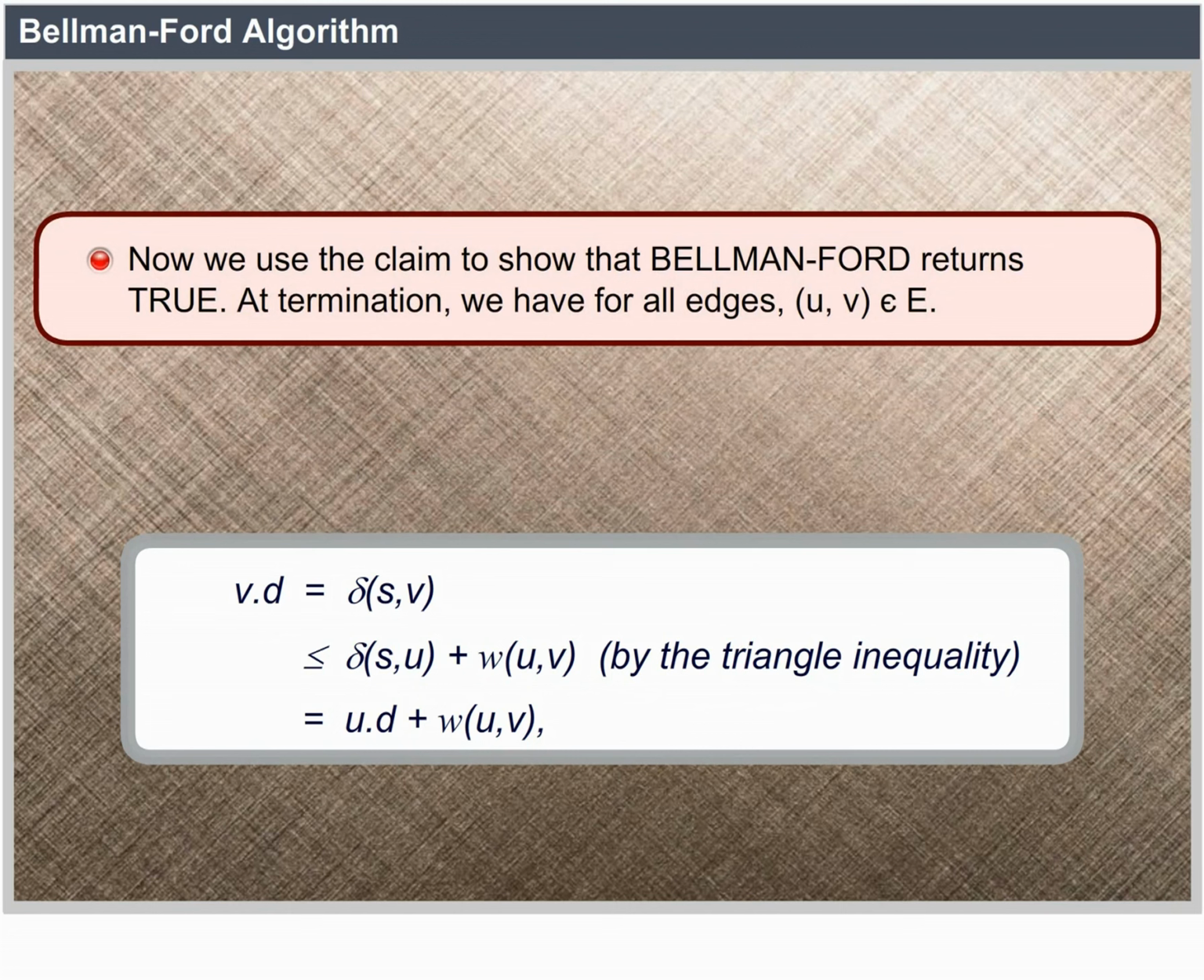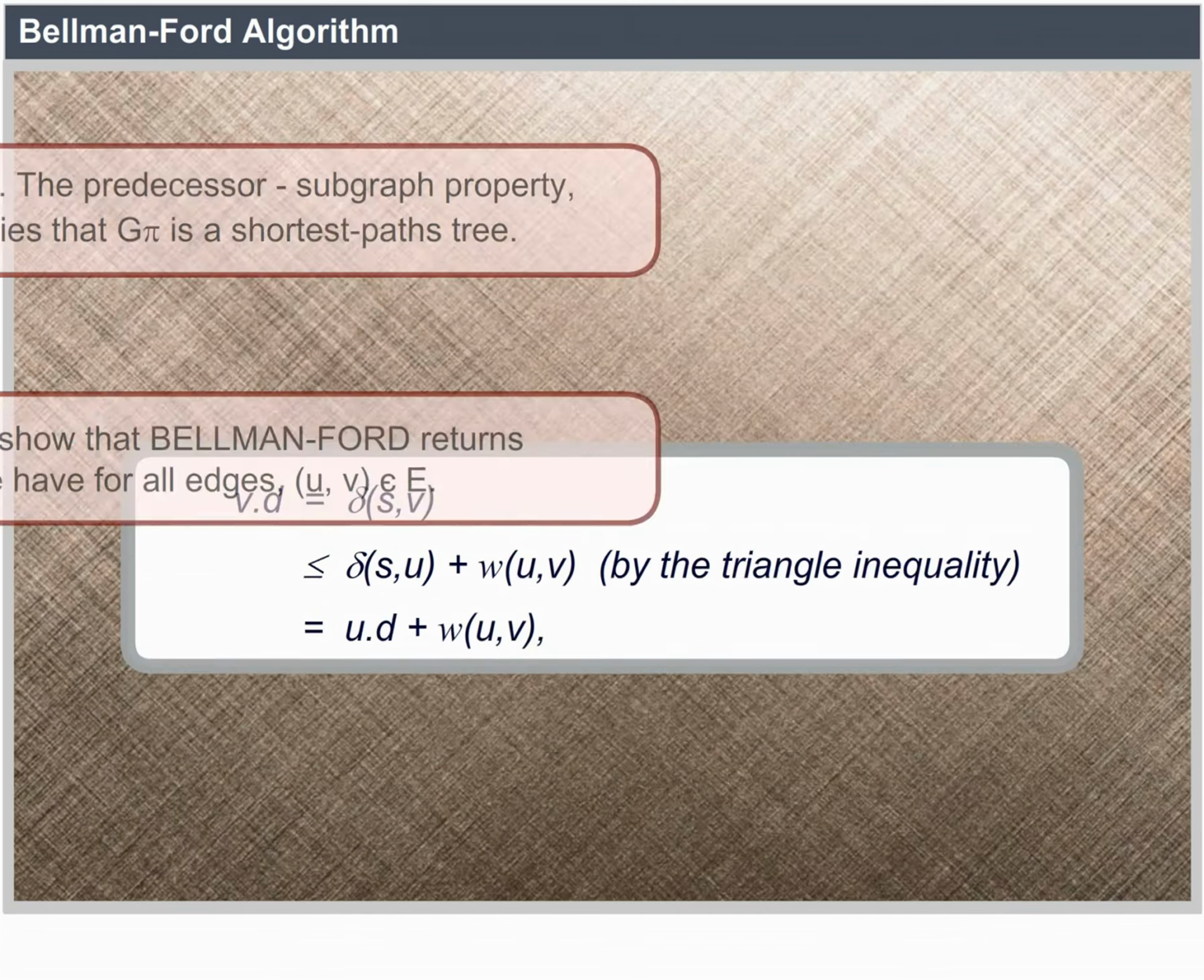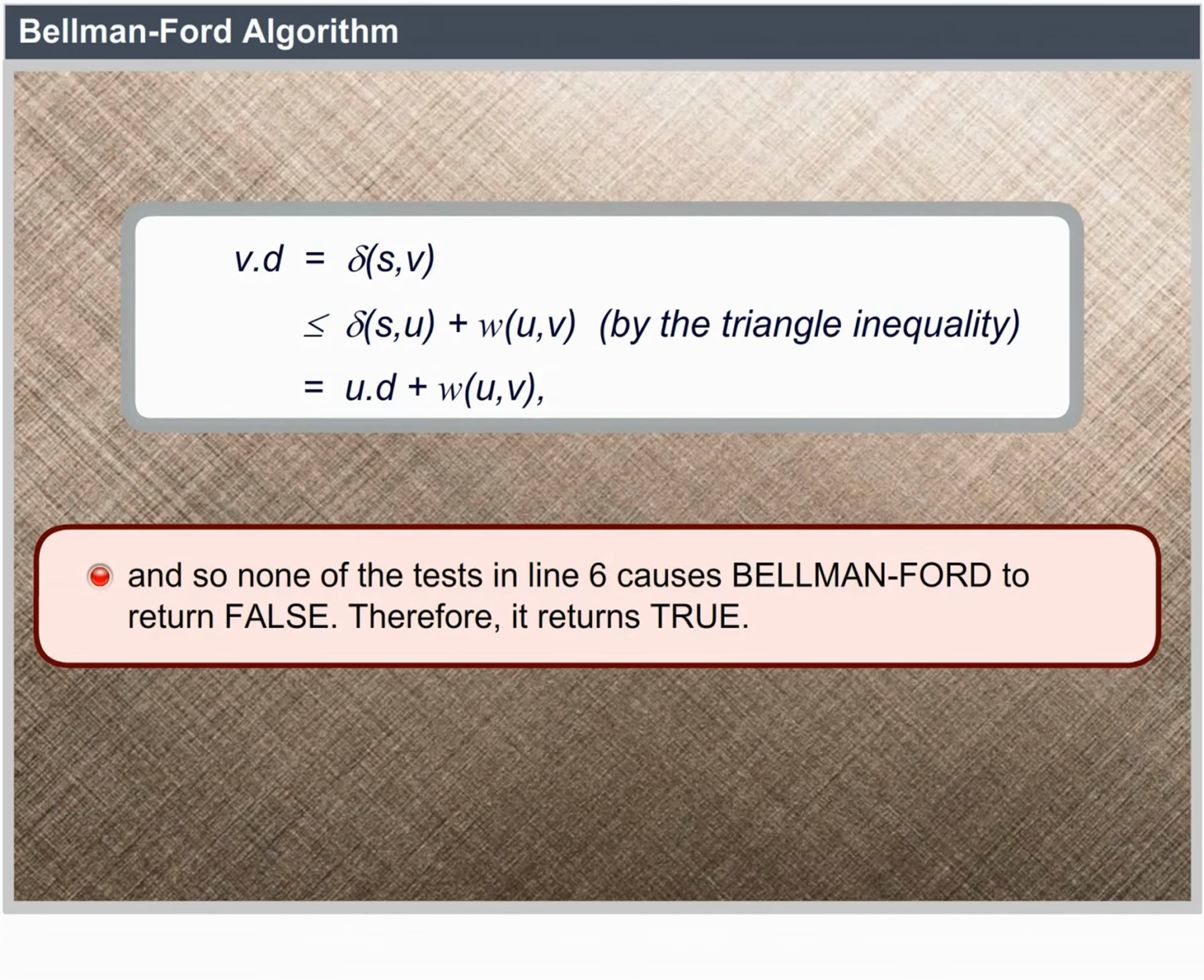At termination, we have for all edges (u, v) belonging to E, v.d = δ(s, v) ≤ δ(s, u) + w(u, v) = u.d + w(u, v). And so, none of the tests in line 6 causes Bellman-Ford to return false, therefore it returns true.